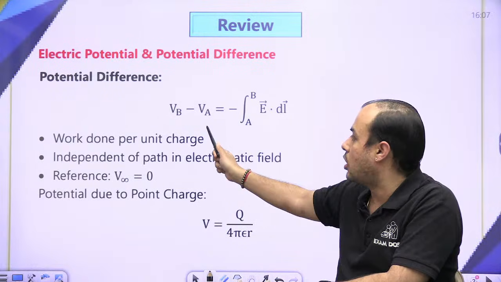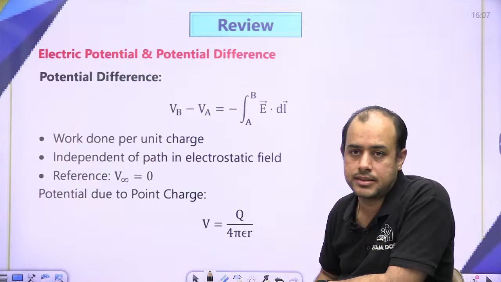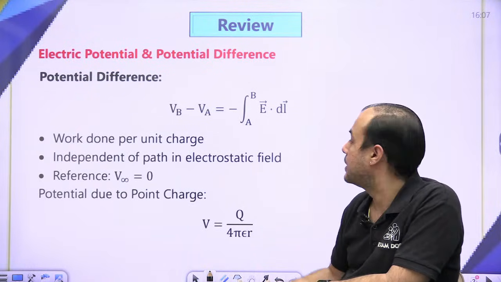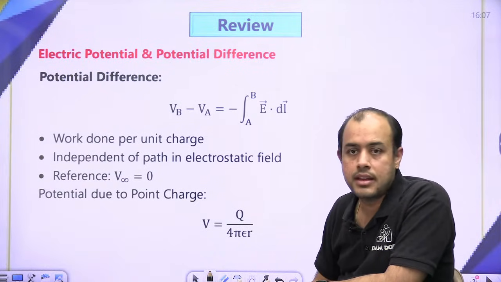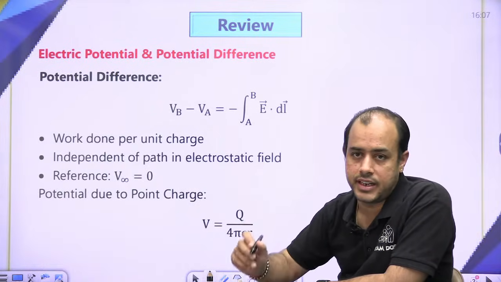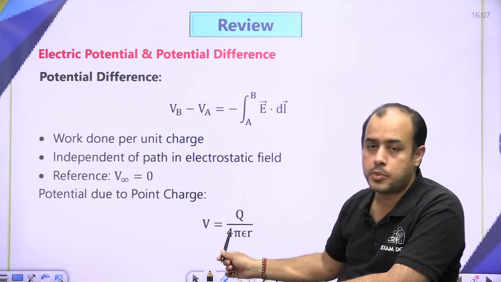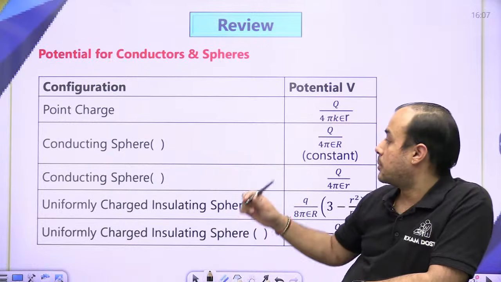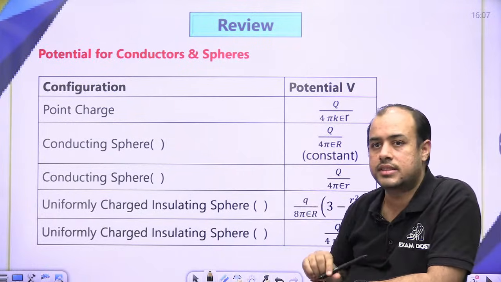We covered the concept of potential difference, which is the work done per unit charge. It is independent of path for an electrostatic field. It is integration A to B of minus E dot dl. While defining the potential, we take the reference as infinity, where the potential is 0. Potential due to a point charge is Q by 4 pi epsilon r. So for a point charge, Q by 4 pi K epsilon r, K is the dielectric constant.